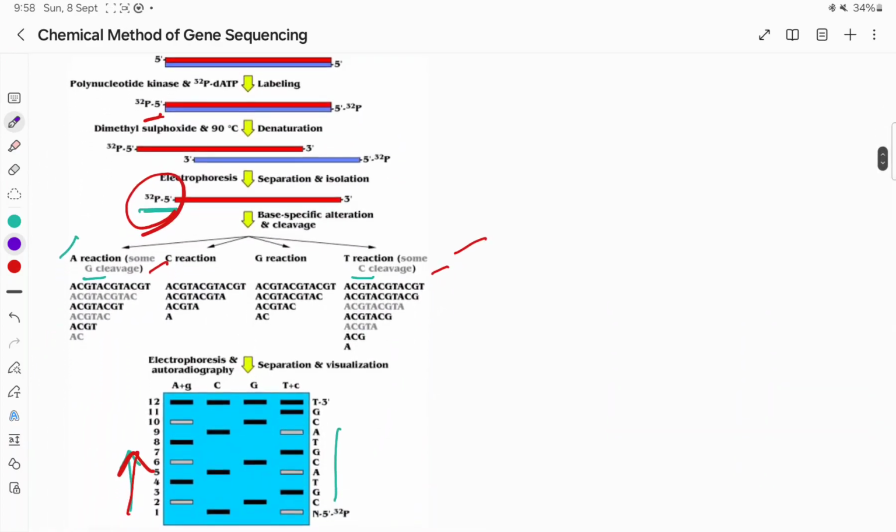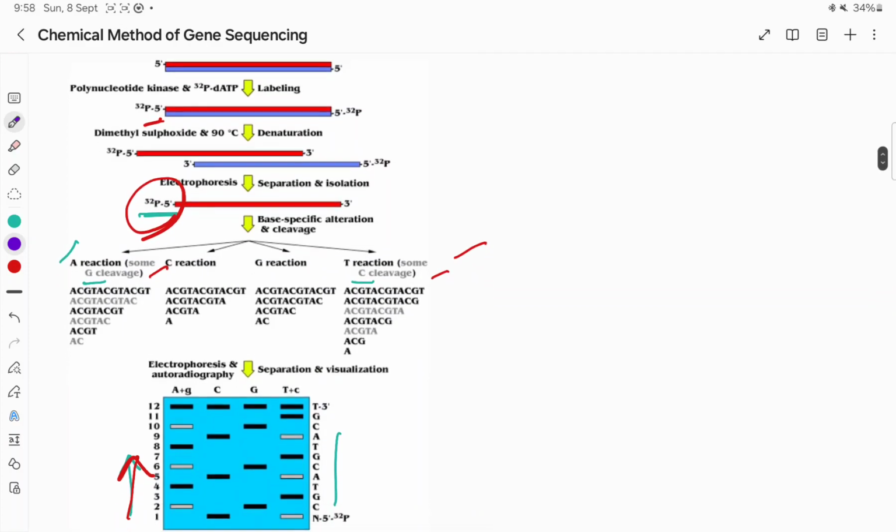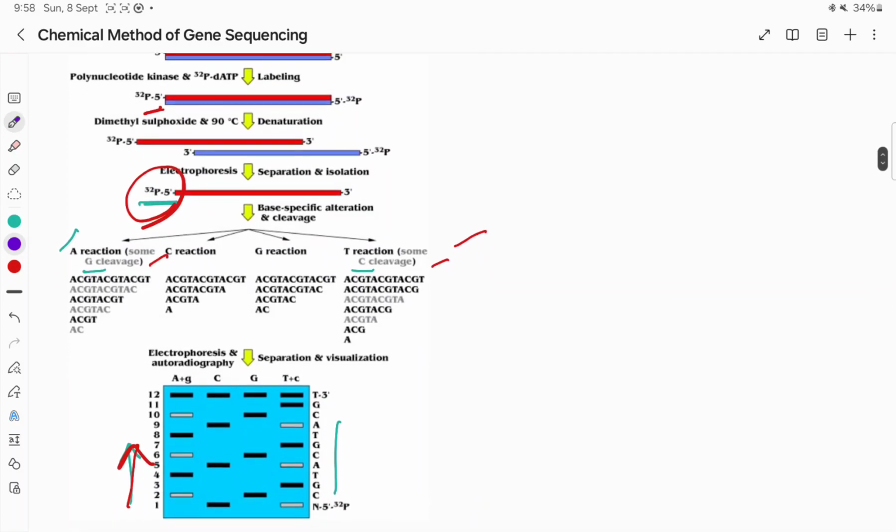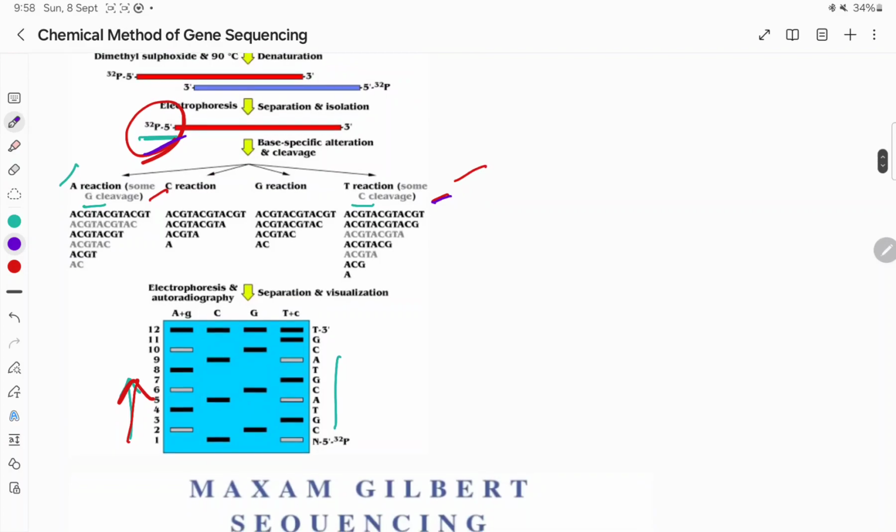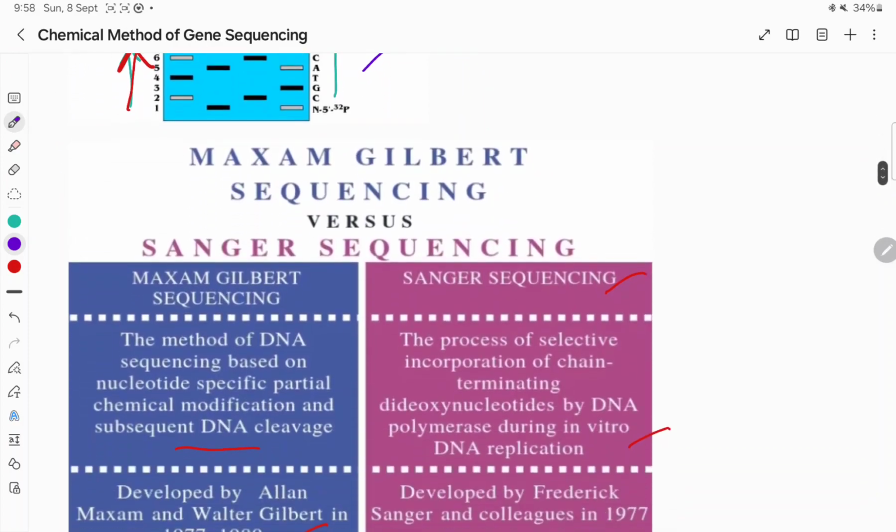So let us summarize now. It is radio labeled followed by base specific cleavage. In the A reaction there will be some cleavage at G. In the T reaction there will be some cleavage at C. And we will do the electrophoresis followed by autoradiography, and then we can visualize the base sequence, and accordingly we can know the gene sequence or DNA sequence.